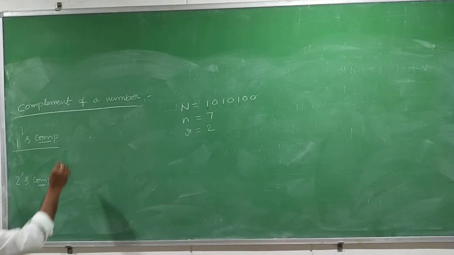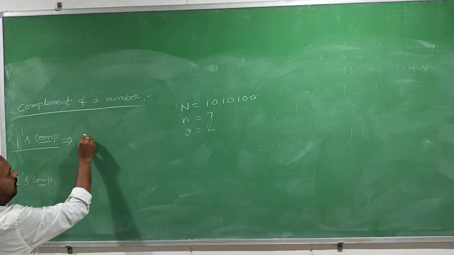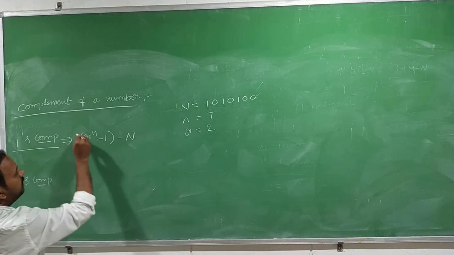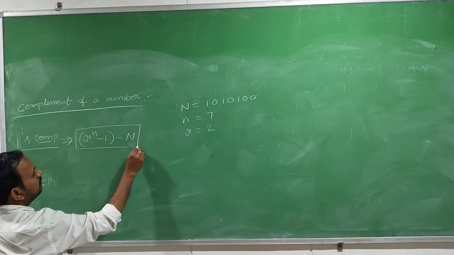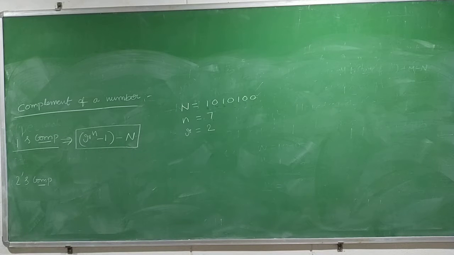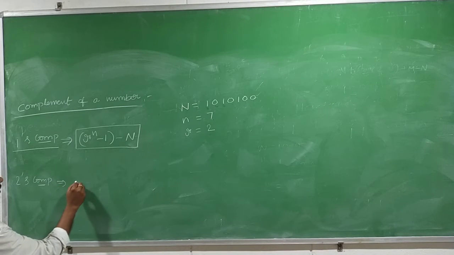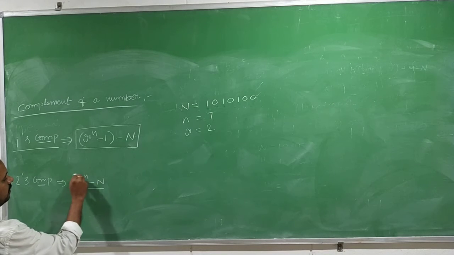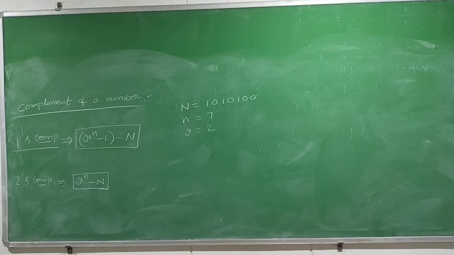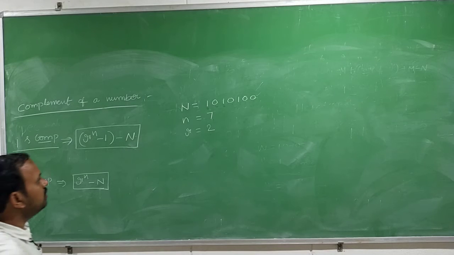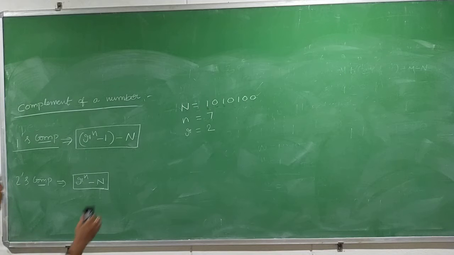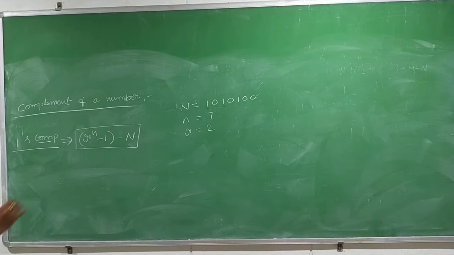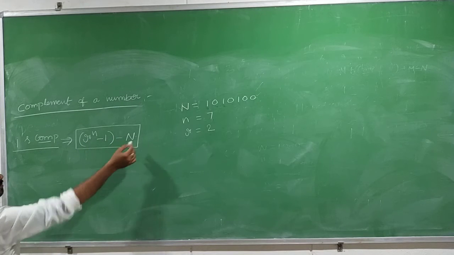So the ones complement formula is r power n minus 1 minus capital N. This is your ones complement formula. The twos complement formula is r power n minus capital N. Okay, this is the twos complement formula. So first we will see the ones complement. I'm erasing this one. So in this case, r power n minus 1 minus N.